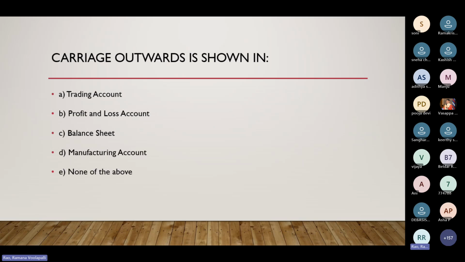I told there are two concepts, carriage inward and carriage outward. Carriage inward is direct expenses and it will be shown in trading account. Carriage outward is indirect expenses, which is shown in profit and loss account.